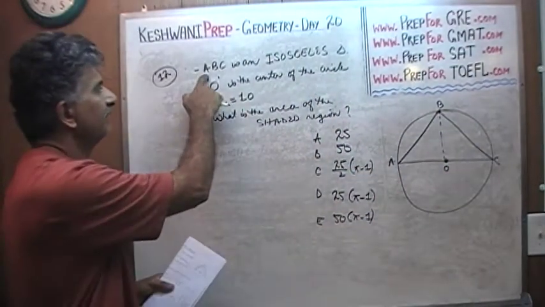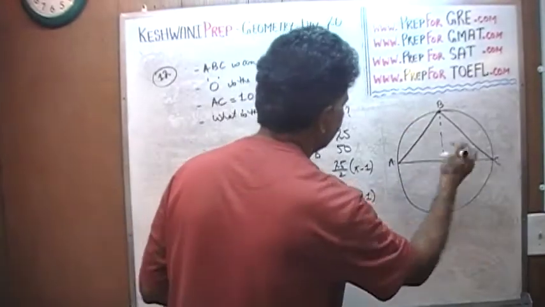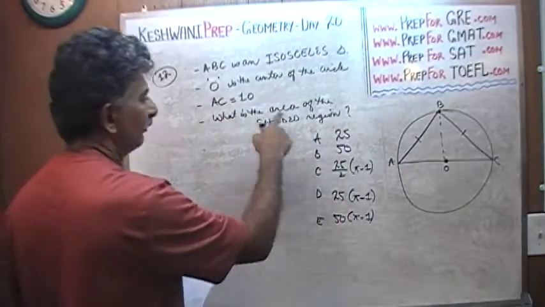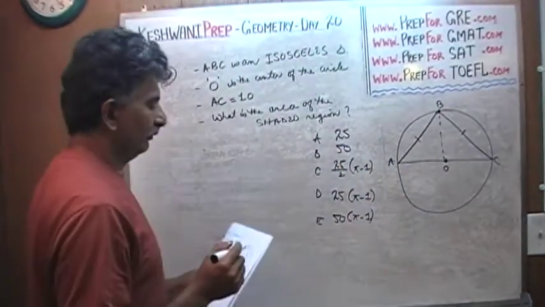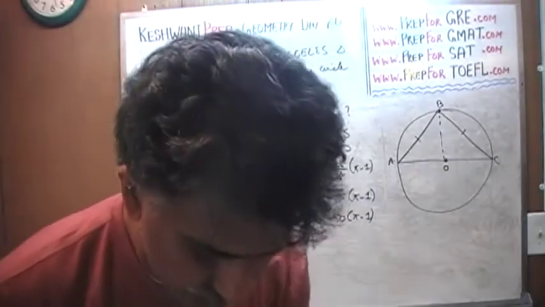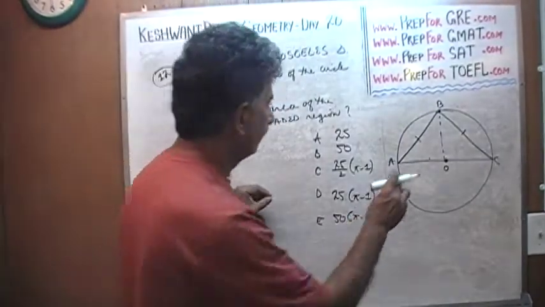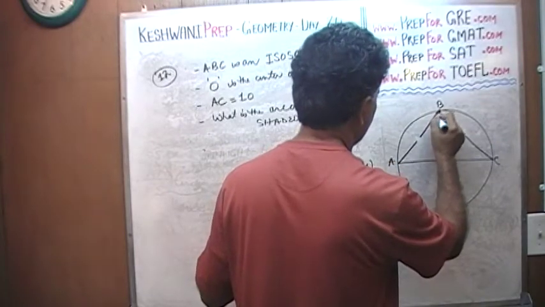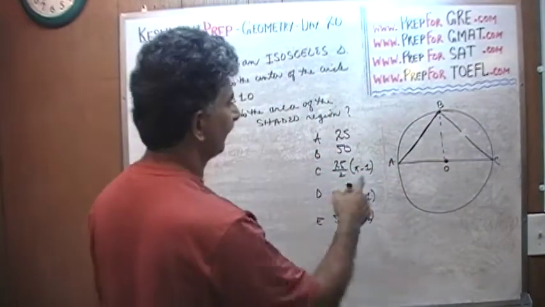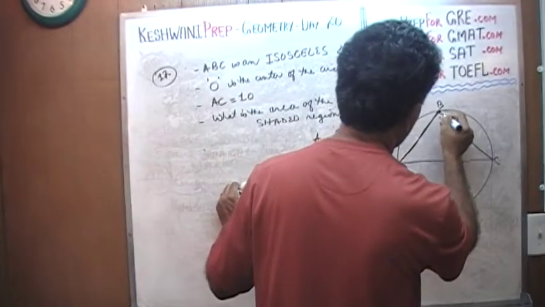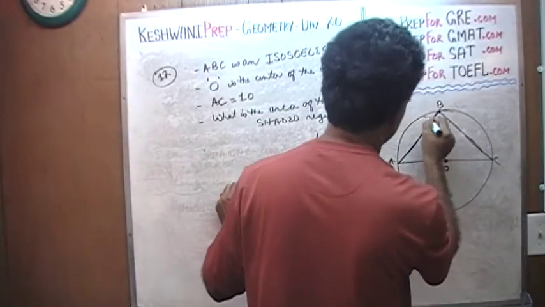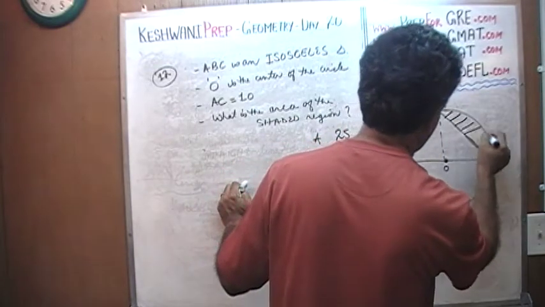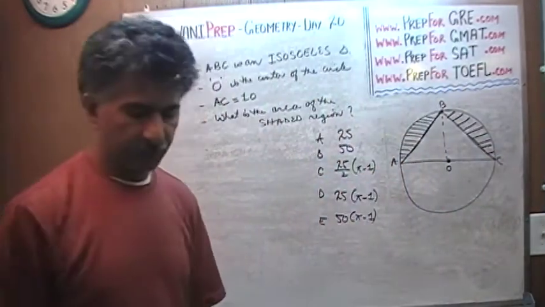So again, one more time. ABC is an isosceles triangle, which means this side equals that side. O is the center of the circle. A to C is 10. The question simply is, what's the area of the shaded region? And I'm going to show you the shaded region. Here are the answer choices. This mark was not there, so I'm going to erase it. You just have to understand what isosceles triangle means, which means AB equals BC. And the shaded region they're talking about is this. That's the shaded region we're looking for.